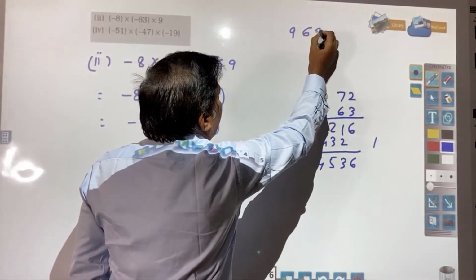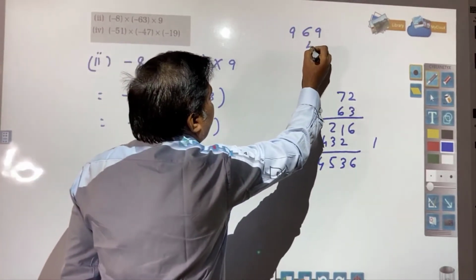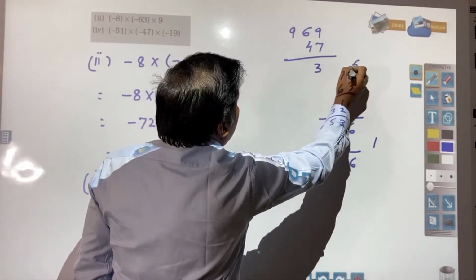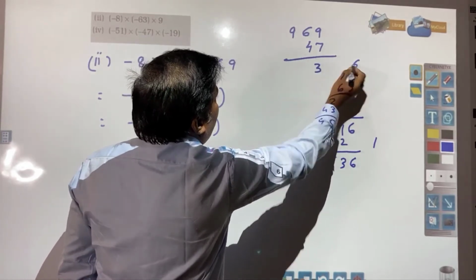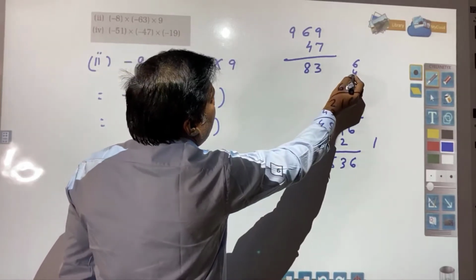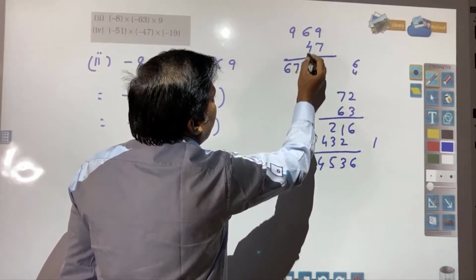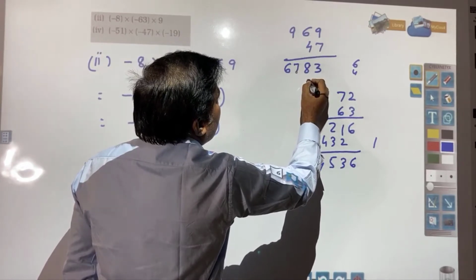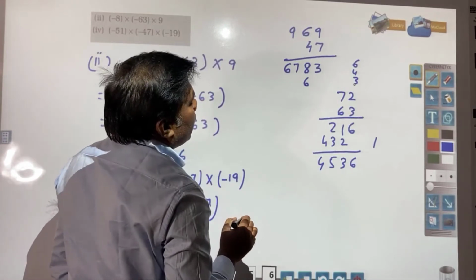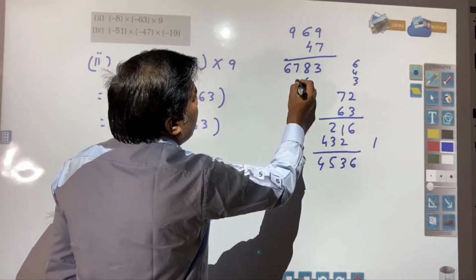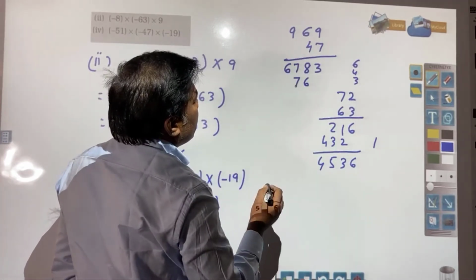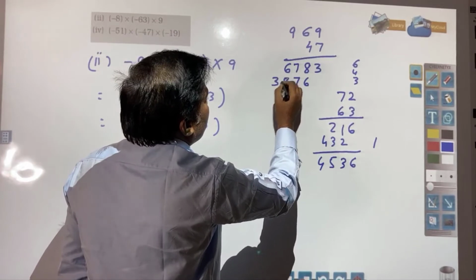969 into 47. 7 9 is 63, 7 6 is 42 and 6, 48. 4 you have, 7 9 is 63 and 4, 67. 4 9 is 36, 3 you have, 6 4 is 24 and 3, 27. 2 you have, and 4 9 is 36 and 2, 38.